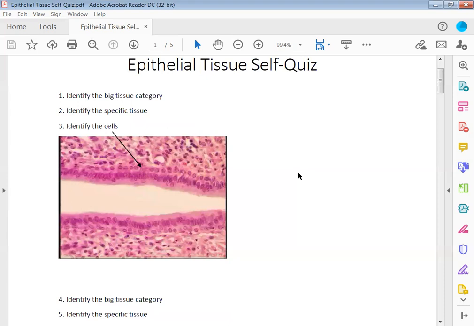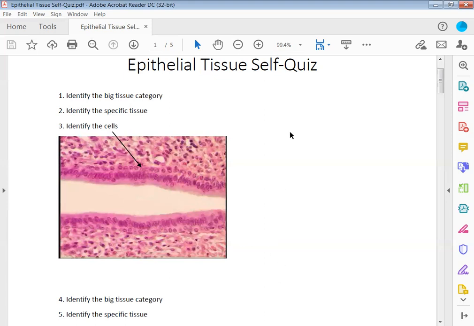Identify the specific tissue. If you'll notice here, you have one row of nuclei right here, one row of nuclei right here. So being you have more than one row of nuclei, you have more than one layer of cells. So the first name would be stratified. These are tall cells, tall rectangles. So the middle name would be columnar. So the specific tissue would be stratified columnar epithelial.